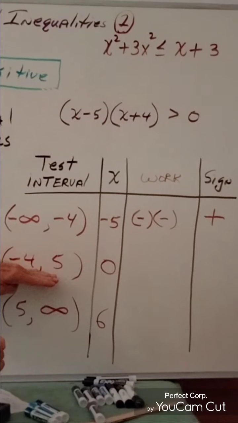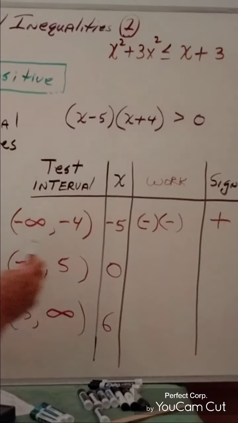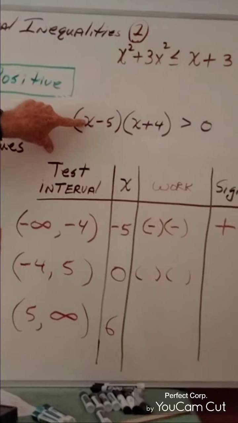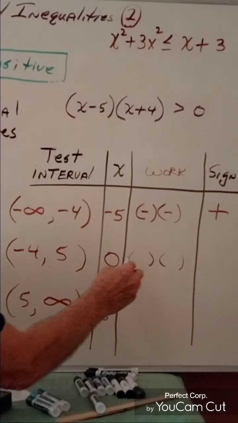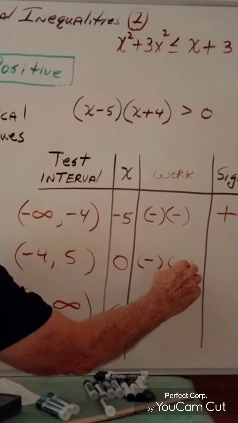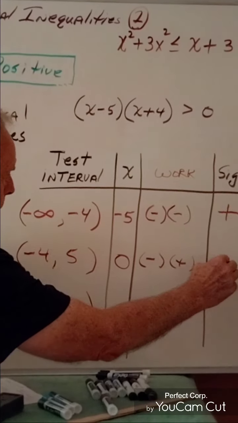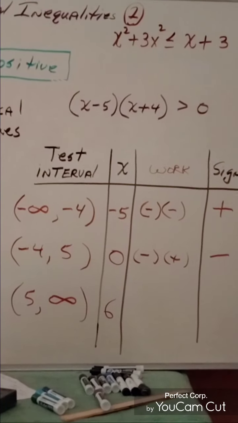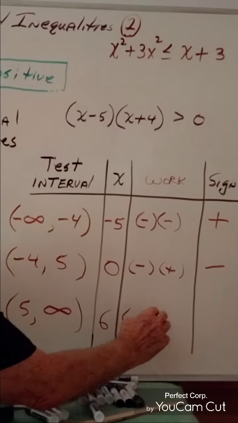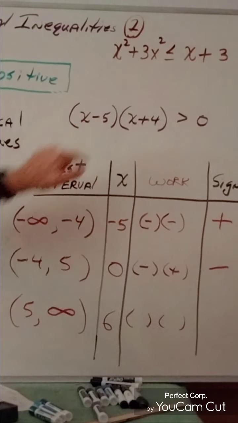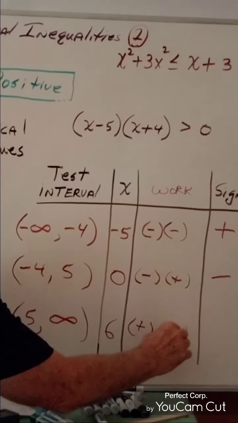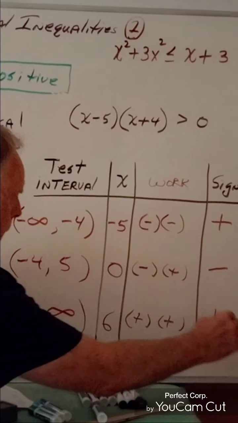Now let's go to the second one. We've already got our x value of 0. Let me get these ready. Let's substitute 0 in place of x. 0 minus 5, that's negative. 0 plus 4, that's positive. Negative times positive is negative. That interval is not going to be a part of our solution because the answer must be positive. Down here at the bottom, let's pick 6. 6 minus 5, that's positive. 6 plus 4, that's positive. Positive times positive, that's positive.